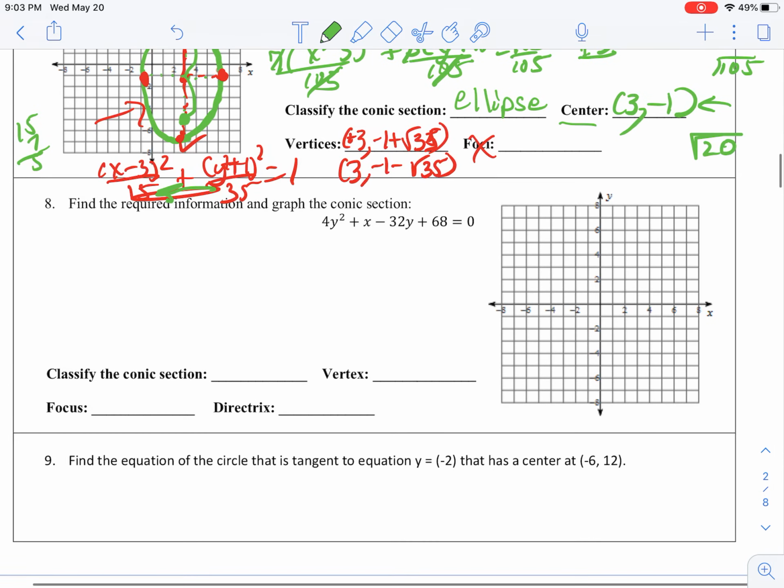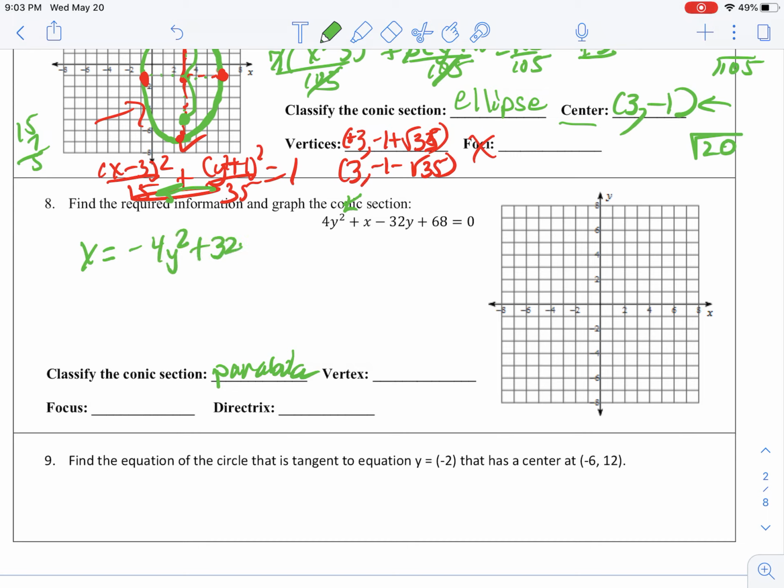Okay, so now number 8. What is this? Only one item is squared, so it's a parabola. This one is actually going to go sideways since the y is squared, and so I'm going to solve for x. So I'm moving everything over. x is -4y squared plus 32y minus 68. One thing you could do if you want to is leave the 68 over here with the x and just move all your y's over, or you could just scoot it out like this. Group your y's and just leave the 68 hanging off the end.